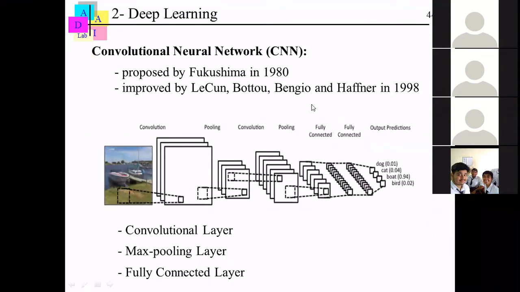How about the CNN, convolutional neural network? This model was proposed by Fukushima in 1980 and improved by LeCun, Bottou, Bengio, and Haffner in 1998. In the CNN, there are 3 main layers. The first is the convolution layer, the second is max pooling, and the last is fully connected.